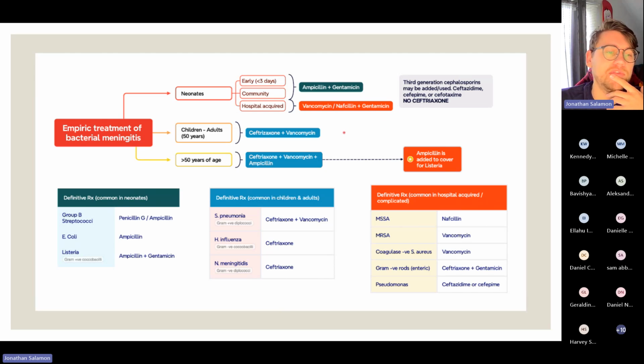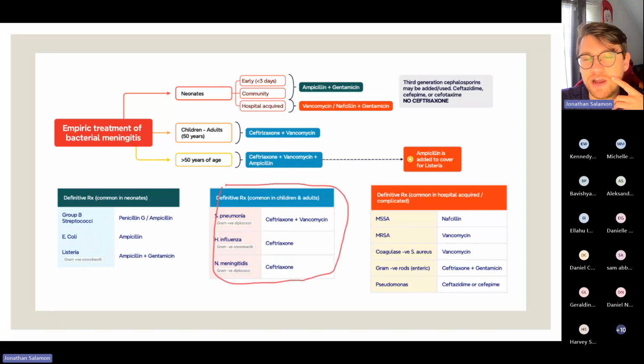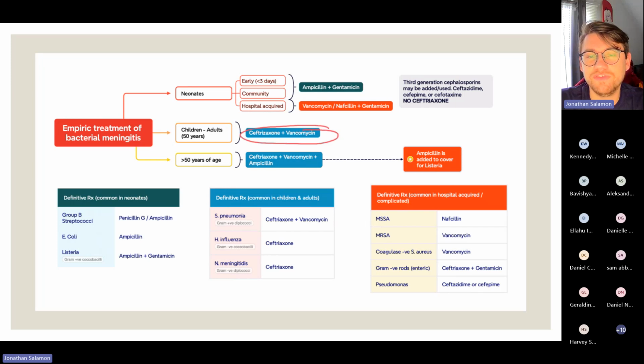Definitely know the empirical treatment for bacterial meningitis. In kids, you're giving ampicillin plus something else. And by kids, I mean babies. And everybody else, you're giving ceftriaxone. If you think it's S. pneumoniae, which is the most common, you're giving ceftriaxone and vancomycin because you're covering for everything, and then the vancomycin covers some of those common things.